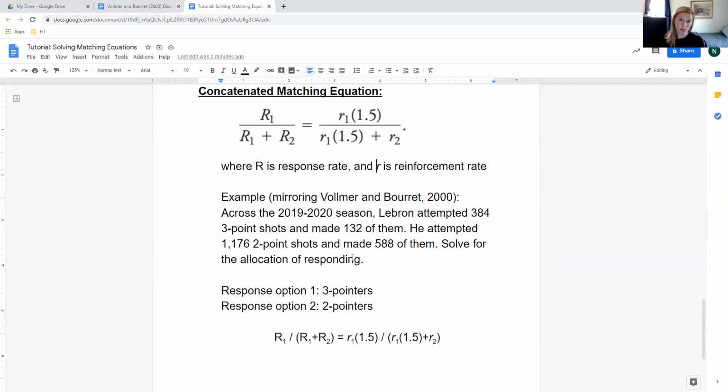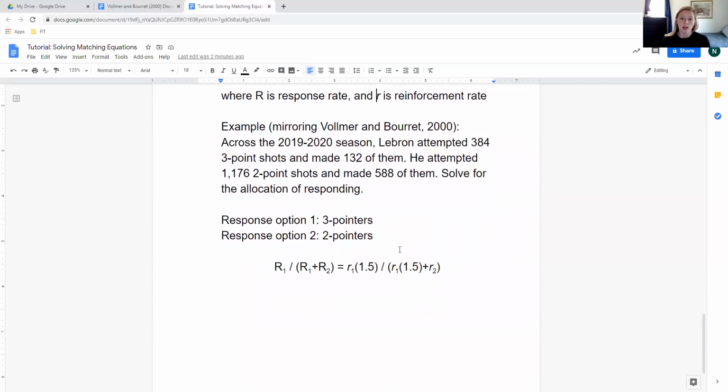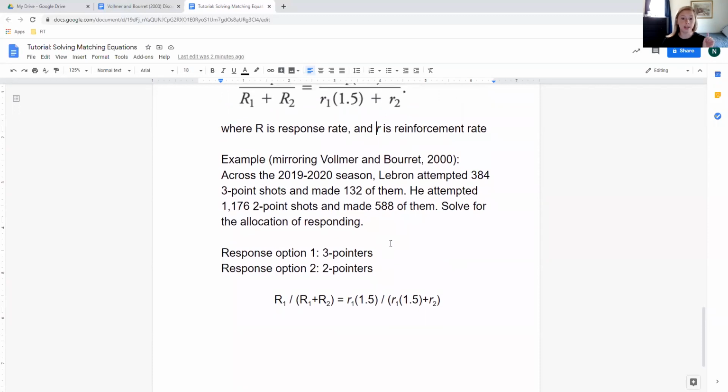So we can solve here for how LeBron James allocated his responding and whether that was consistent with the reinforcement that was available for those options. Response option 1 was making a 3-pointer, so we will start there. He attempted 384 3-point shots and he made 132 of them.